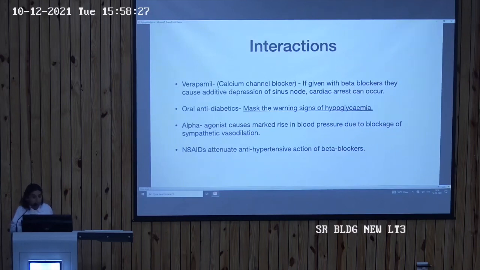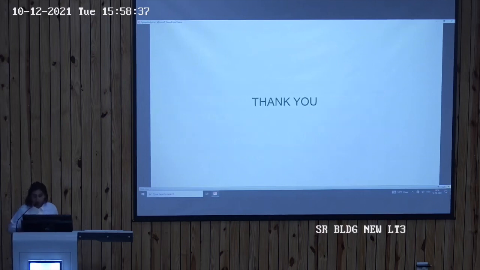Alpha agonists cause a marked rise in blood pressure due to the blockage of sympathetic vasodilation, and NSAIDs attenuate the antihypertensive actions of beta blockers. So this is what we discussed.